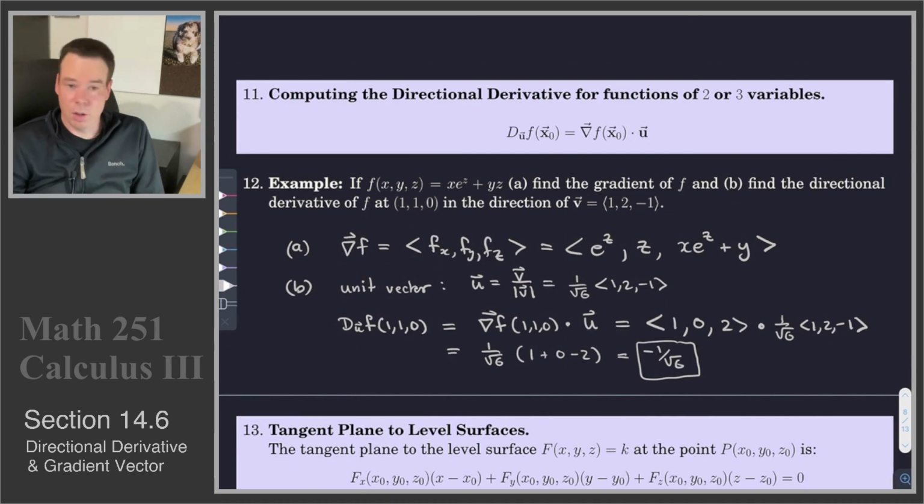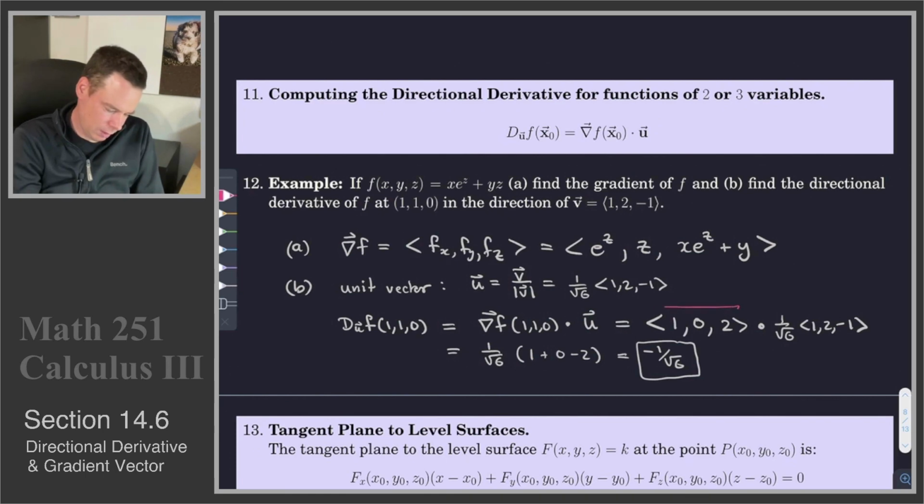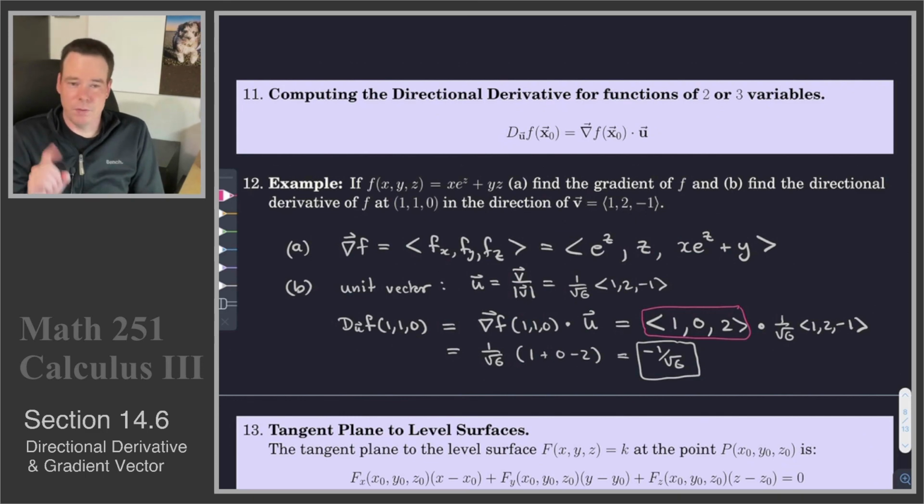What we can glean from this as well is, if I'm standing at the point 1, 1, 0, and I want to know which direction I should go in so that the function value increases as rapidly as possible, which direction should I go in? The direction I go in is the direction given by the gradient vector. So that tells me I should point myself in the 1, 0, 2 direction and move in that direction, because that's going to cause the greatest change in my function value.